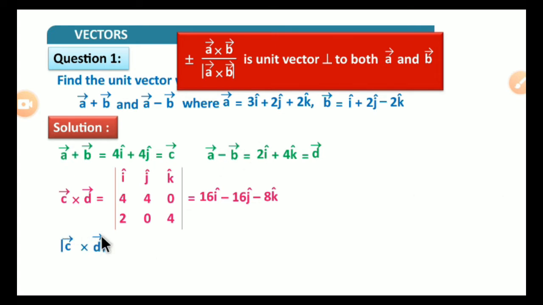Now we have to find the magnitude of this C cross D. Therefore it is equal to square root of 16 square plus 16 square. See here minus is there, which after squaring also becomes plus only, and minus 8 square, so that it becomes 64. We have to add all those. Here it is equal to, that is totally 576. Therefore it will be exactly equal to 24.